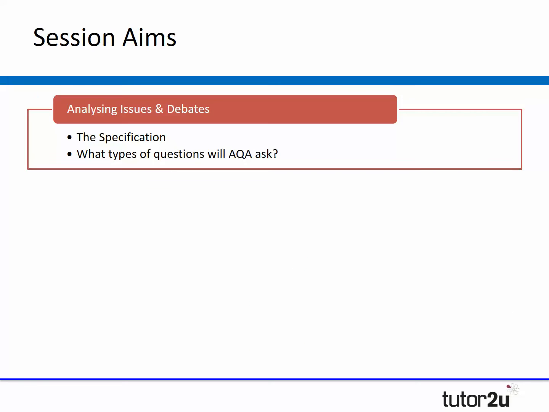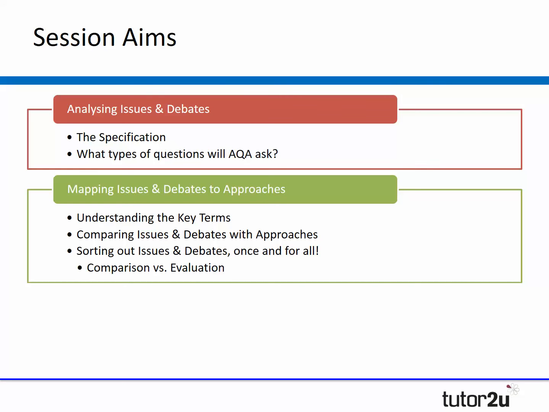Now, in terms of today, there are three main aims for this particular session on issues and debates. The first one, I want to start by analysing issues and debates, so taking a detailed look at the specification, and probably more importantly, looking at the types of questions that AQA can ask in this part of the exam. Thereafter, I want to look at mapping the issues and debates to the approaches topic, and hopefully you'll see some logic in that later on, and start by taking a look at the key terms, which is very, very heavy in the issues and debates topic.